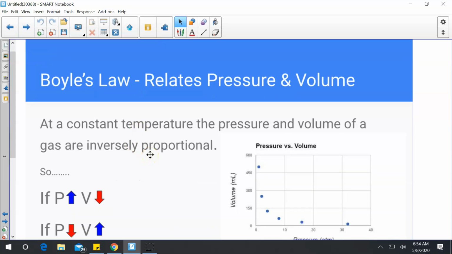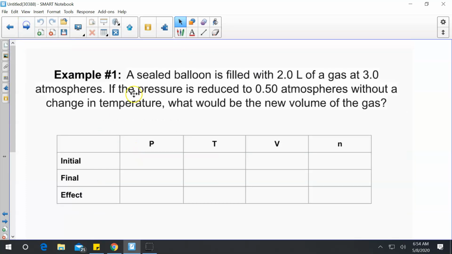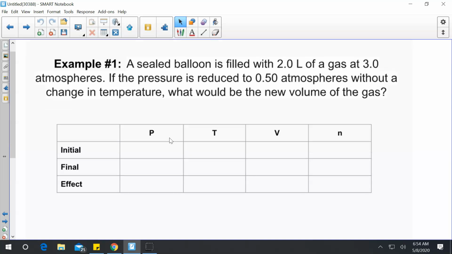First law, Boyle's Law. It relates pressure versus volume. Remember, this one was the inverse relationship. It was the only one that had the inverse relationship. As you increase the pressure, it's going to decrease the volume. You can see my diagram over here. Remember, this one was inversely related. Then we used these charts to put our data in and to calculate the new pressure or the new volume, depending on what they asked.